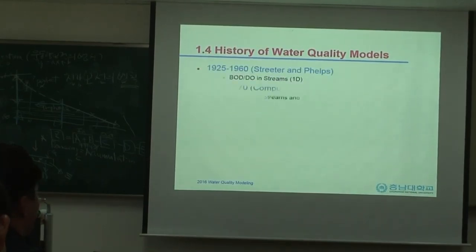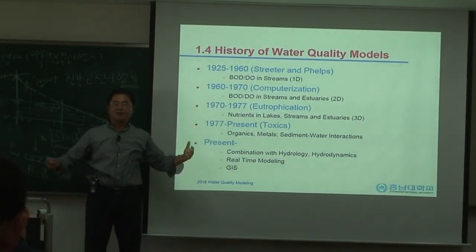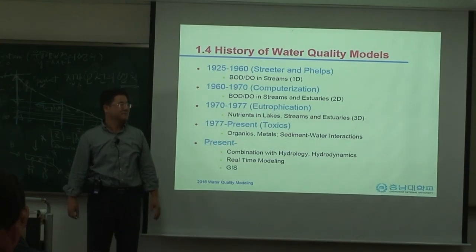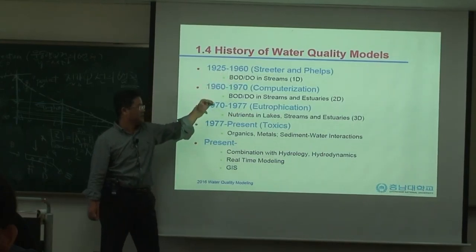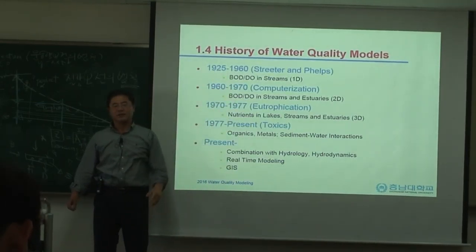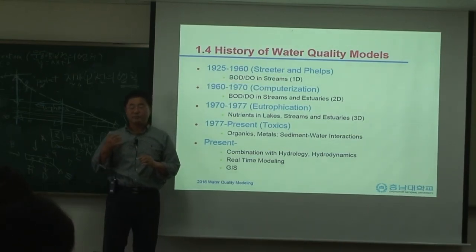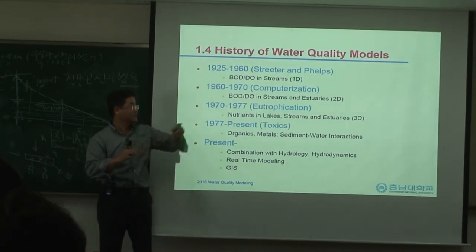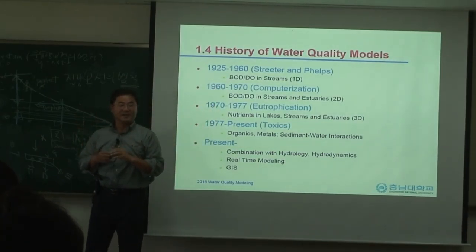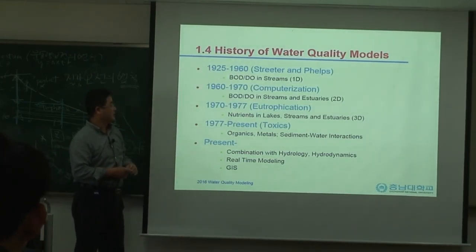All right, history may be important, but who cares? Anyway, now we are living in 2016, about 100 years ago. Professors Streeter and Phelps developed the dissolved oxygen equation in the Ohio River. And I went to Michigan Tech. And in there, there is a Streeter lab. Streeter is the name, Phelps is the name. So the department is pretty proud of that.